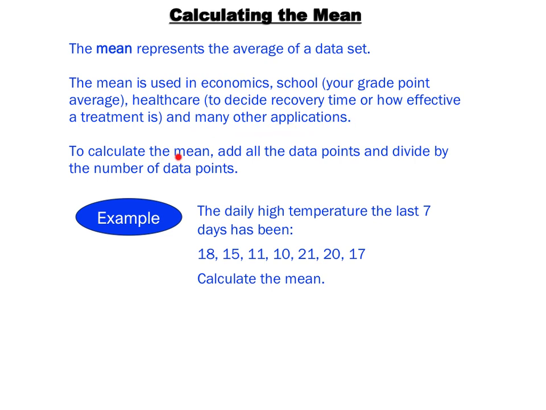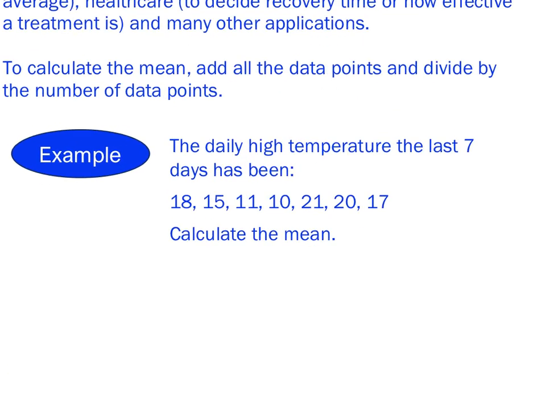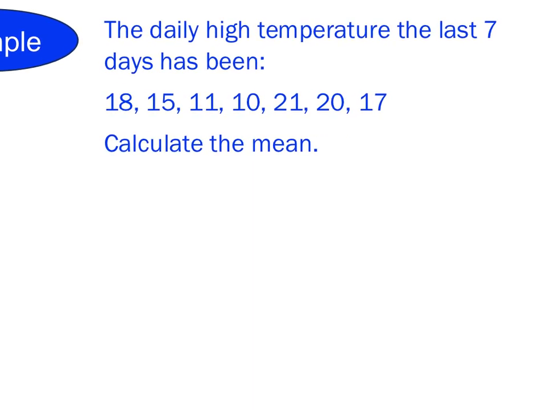To calculate the mean, we add all of the data points and we divide by the number of the data points. So the daily high temperature the last 7 days has been, here's the numbers, calculate the mean.